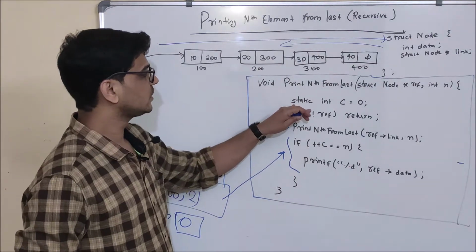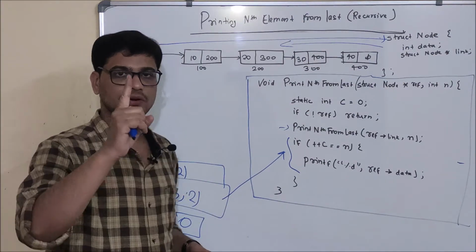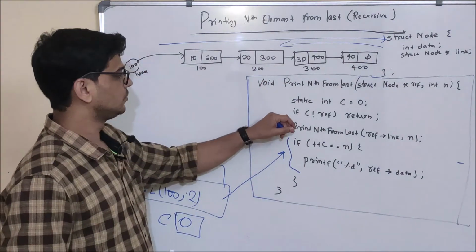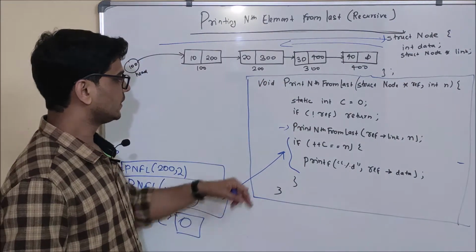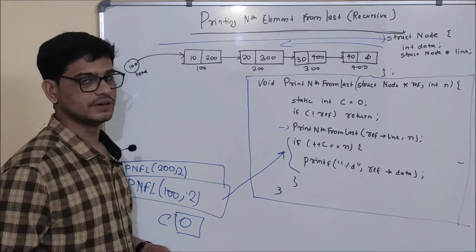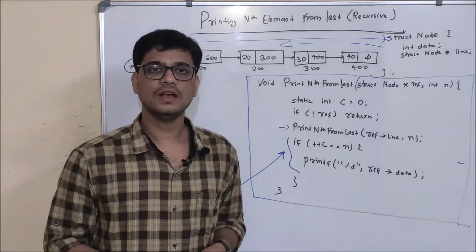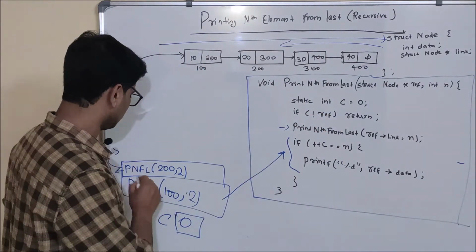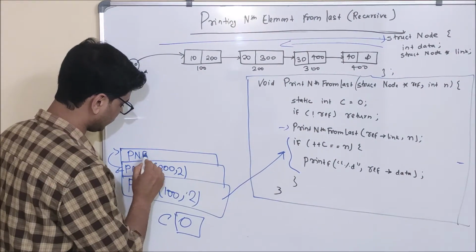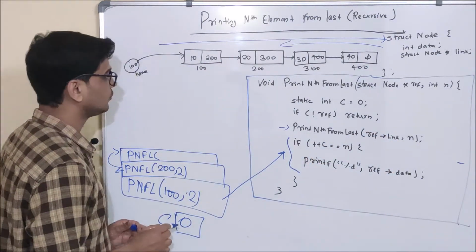Again, this static part will not execute this particular line because it only executes the first time, when this function is called for the first time. So control will come to this particular if check. Again it will check whether ref is null or not. As you can see here, ref is 200, so ref is not null. So this will not execute, control will come here. Again the recursive call will be made to pnfl ref.link comma n. And what is ref.link?